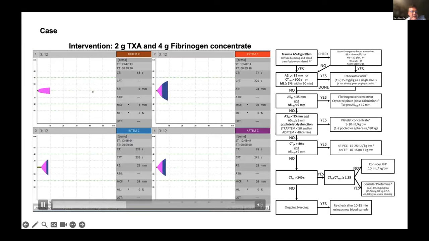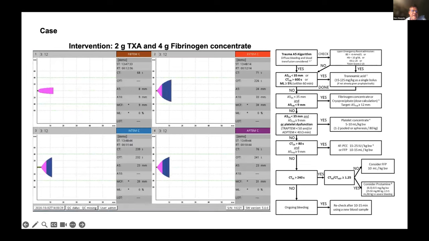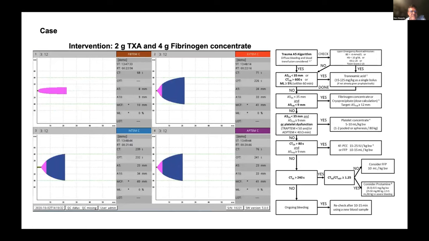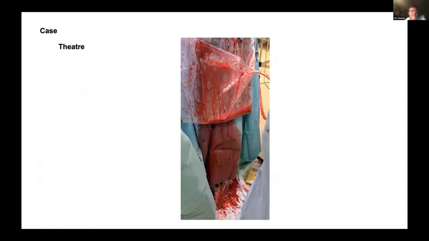And you can see here that as a result of tranexamic acid administration, the hyperfibrinolytic pattern was completely reversed. There was an increasing amount of fibrin polymerization evident after this treatment. But the patient continued to bleed.